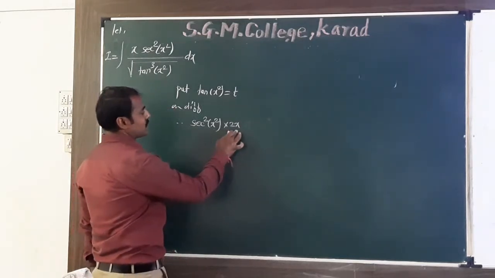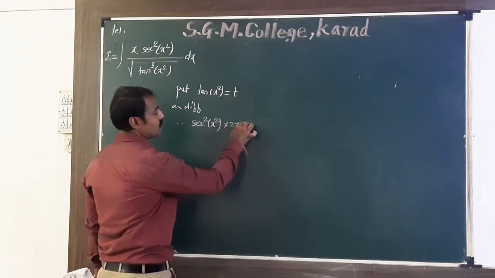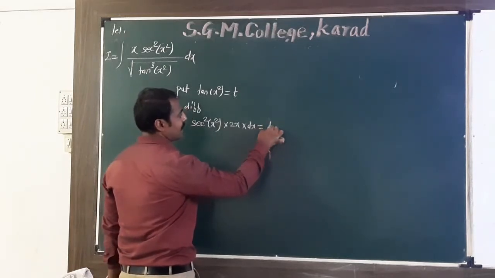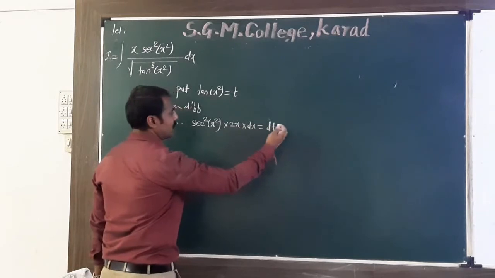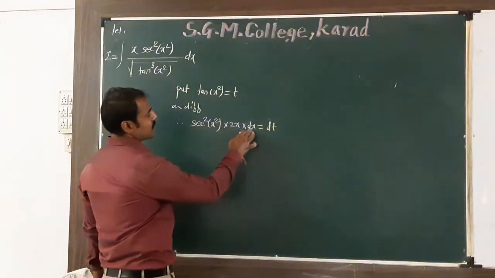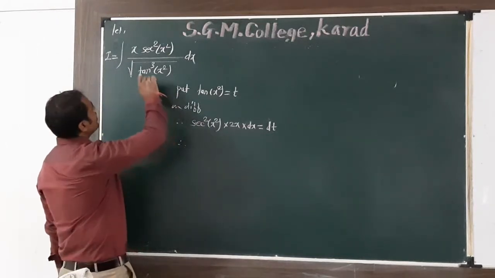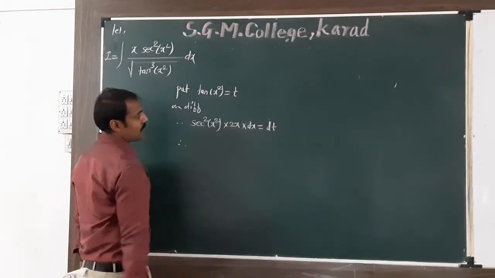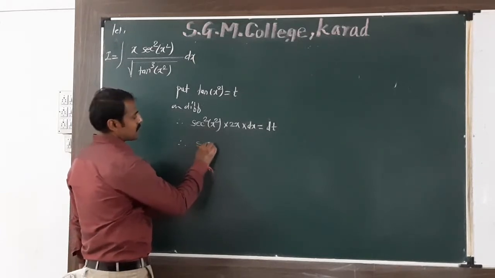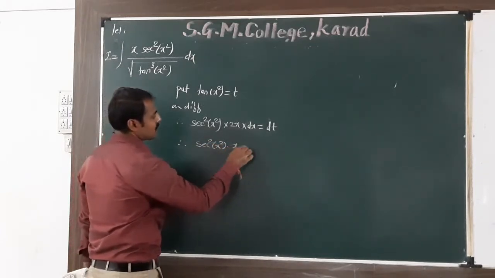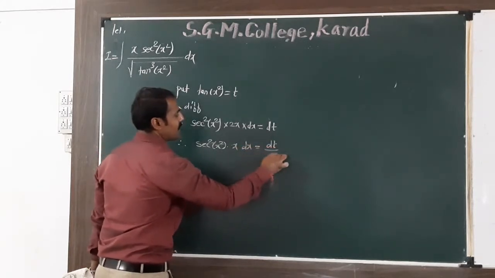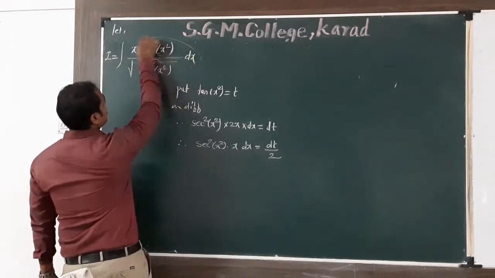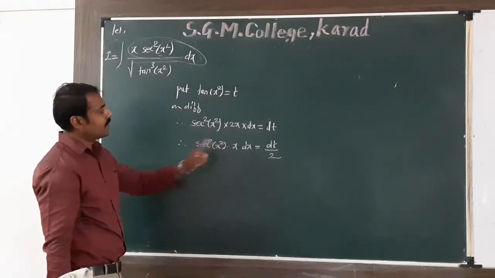Sec square of x square into 2x, since it is differentiated with respect to x, multiply by dx, is equal to the derivative of t, which is 1, multiplied by dt. So sec square of x square into 2x dx is equal to dt. But there is only the term x sec square of x square, so I can divide both sides by 2. We get sec square of x square into x dx is equal to dt divided by 2, so the 2 gets cancelled. Now, look here: x sec square of x square into dx. Instead of that term, I can write dt divided by 2.